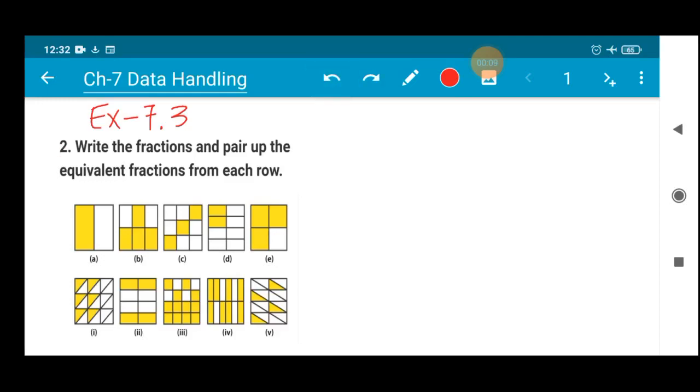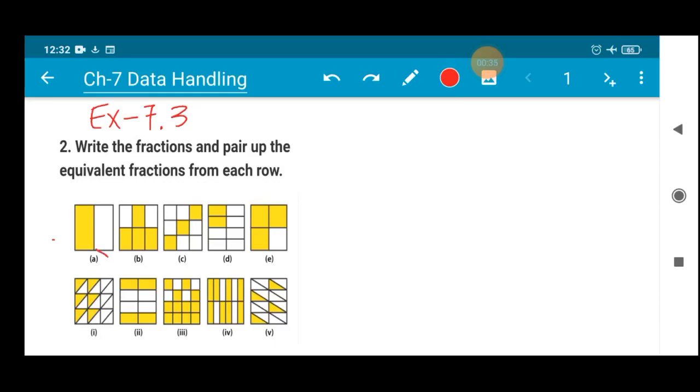The question states: write the fractions and pair up the equivalent fraction from each row. So from each row you have to write the fraction of each part by converting into the simplest form. You know how to do that, and you have to match which equivalent fraction is getting matched with which figure, that you have to represent.